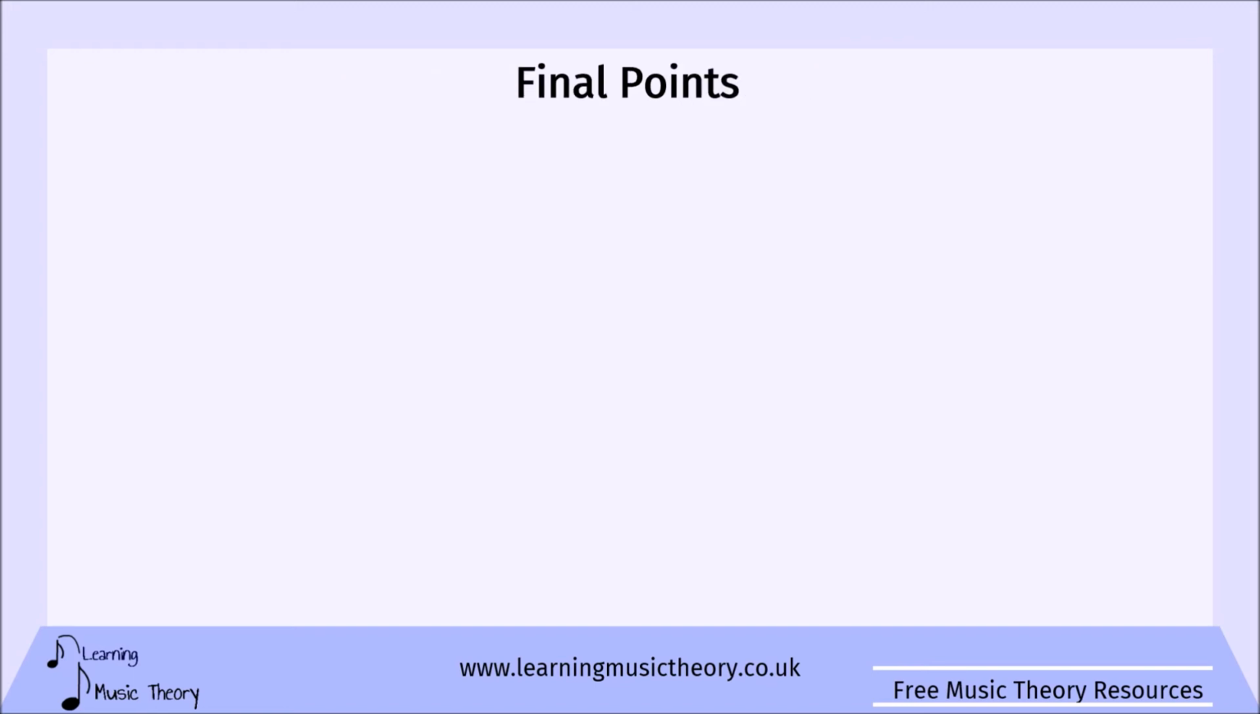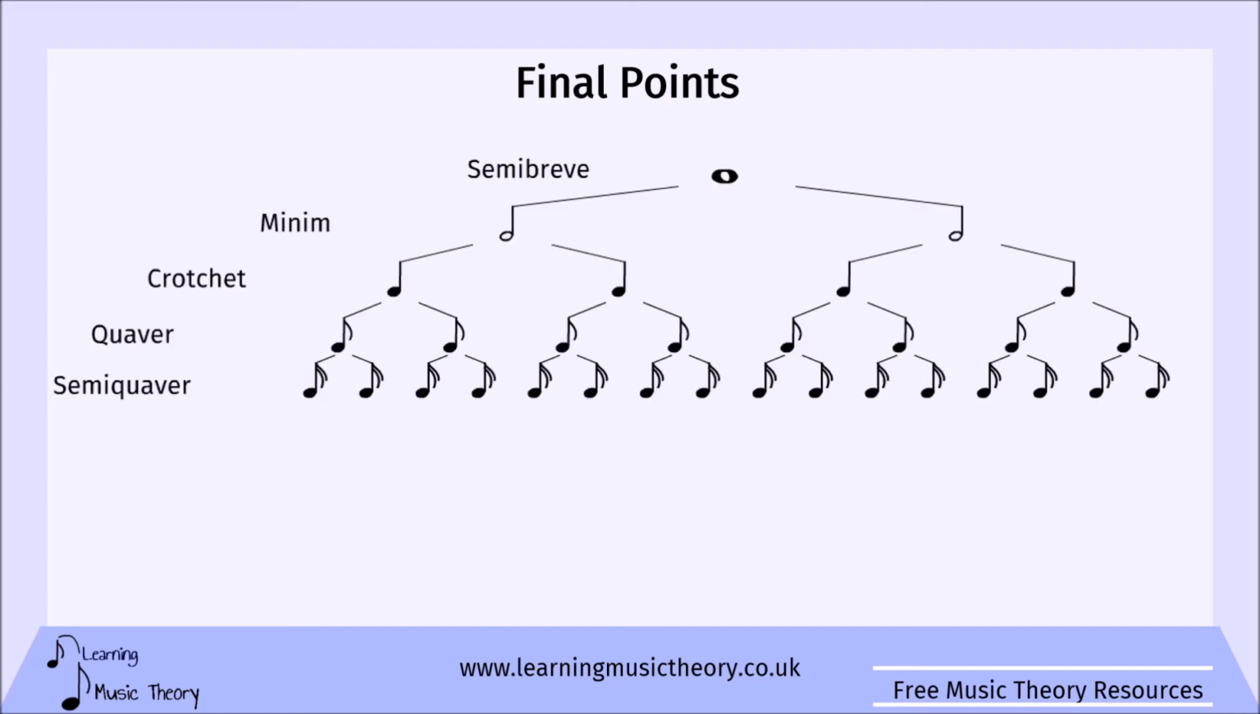Now, to summarize, we have looked at 5 note types: the semibreve, the minim, the crotchet, the quaver, and the semiquaver. All the notes divide into each other, and this image shows quite nicely how they divide. The semibreve is the longest note, lasting 4 beats. The minim is the second longest, lasting 2 beats. The crotchet lasts 1 beat. The quaver lasts half a beat. And finally, the semiquaver is the shortest note, lasting a quarter of a beat.